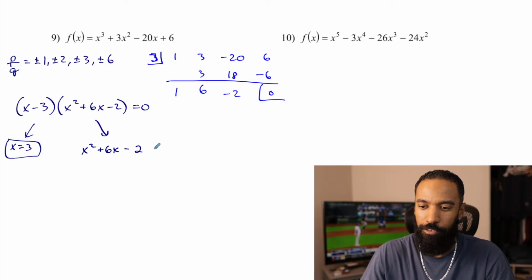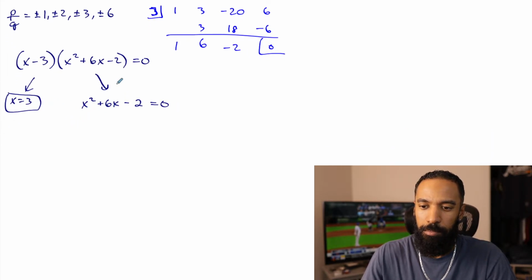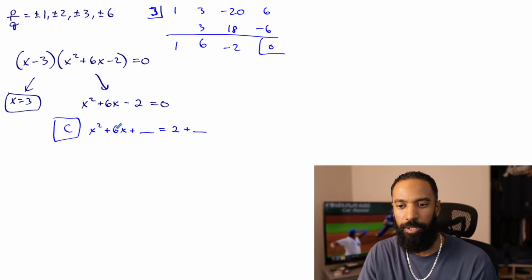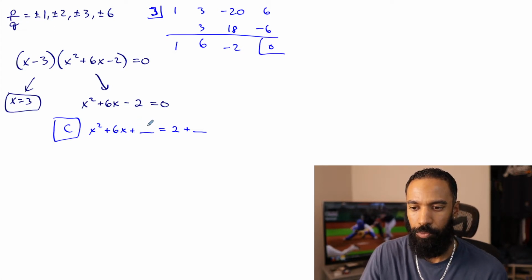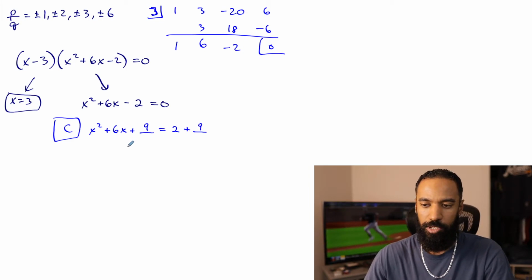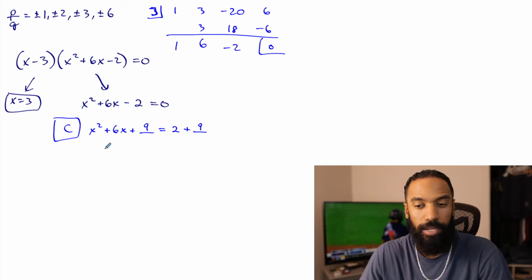I'll still use quadratic formula for you guys, but we'll see what else we can get out of this. So if I use completing the square here, I'm going to add the 2 over to this side, and I'm going to add something specific right here and right here that'll give me a perfect square trinomial. 6 divided by 2 is 3, and 3 squared is 9. That gives me a perfect square trinomial because the two numbers that multiply to 9 and add to 6 are 3 and 3. That's what we want.